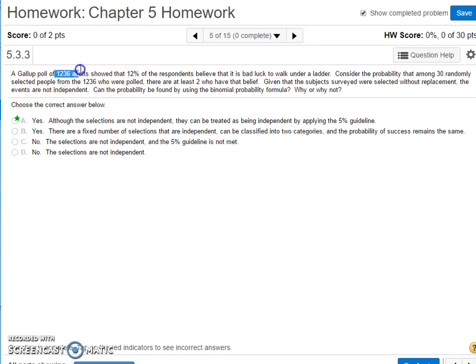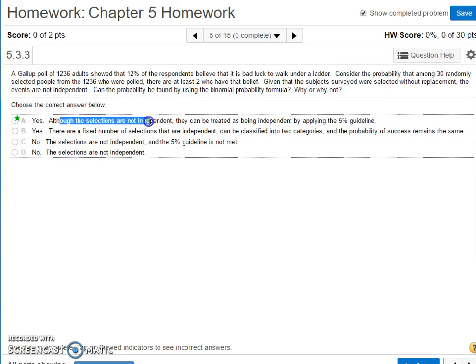A Gallup poll of 1,236 adults showed that 12% of respondents believed it's bad luck to walk under a ladder. Consider the probability that among 30 randomly selected people from the 1,236 who were polled, there are at least 2 who have that belief. Given that the subjects surveyed were selected without replacement, the events are independent. Can the probability be found by using a binomial probability formula? Yeah, it can. Although selections are not independent, they can be treated as being independent by applying the 5% guideline. Because remember, it's 2 over that 1,236.